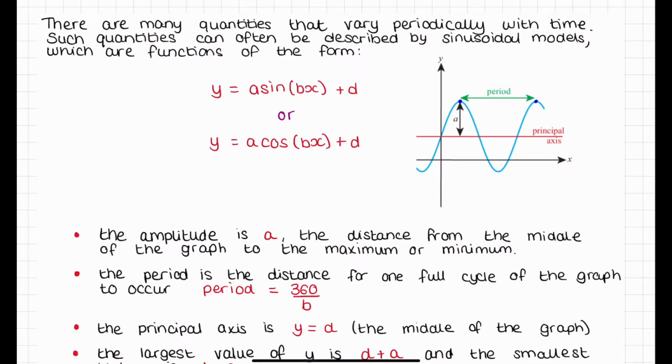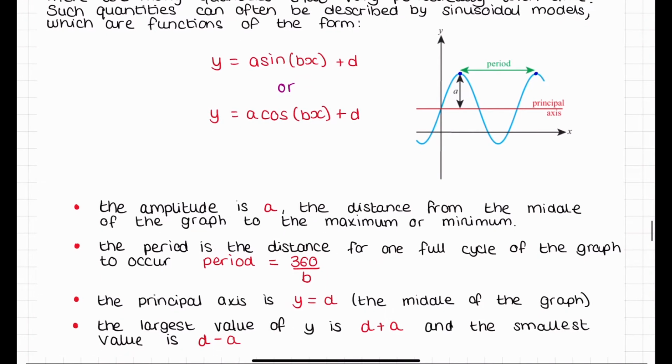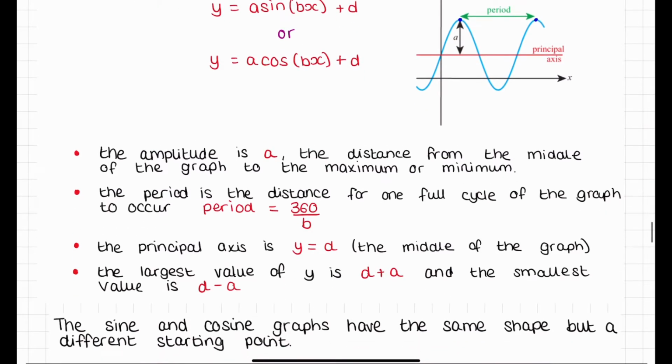The principal axis is y equals d, so that is the middle of the graph. So the middle of the graph is that d value. The largest value of y is d plus a, because d is the middle, a is the amplitude. So if we add those together, that will tell us what the maximum value is, but also the minimum value. If we did d minus a, that would tell us where the minimum value of the graph is.